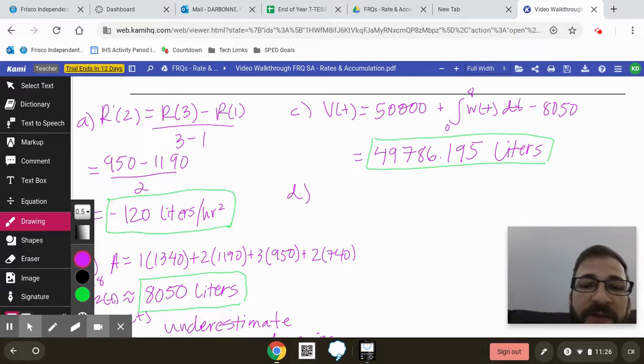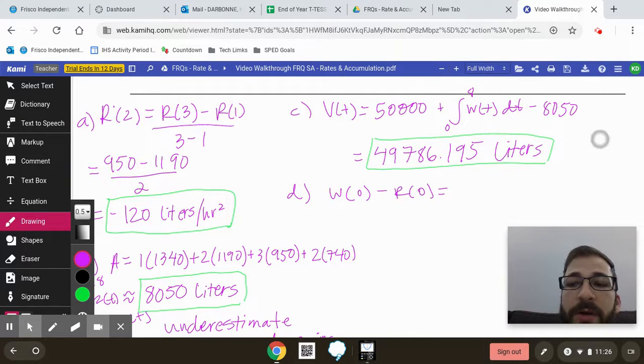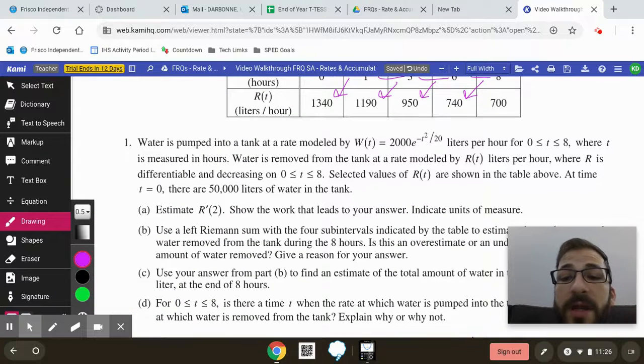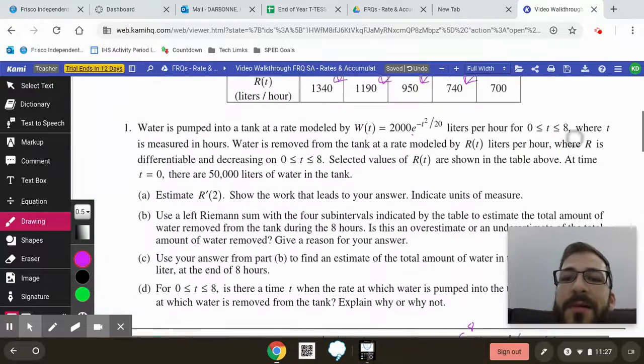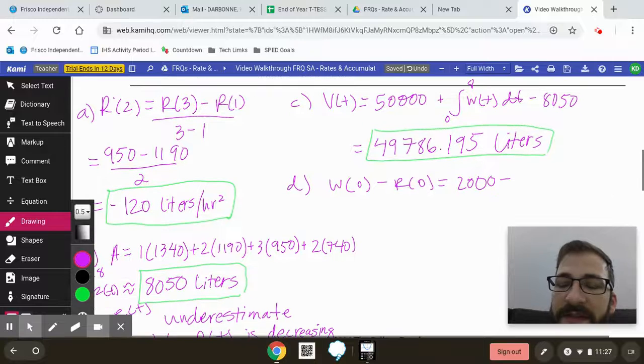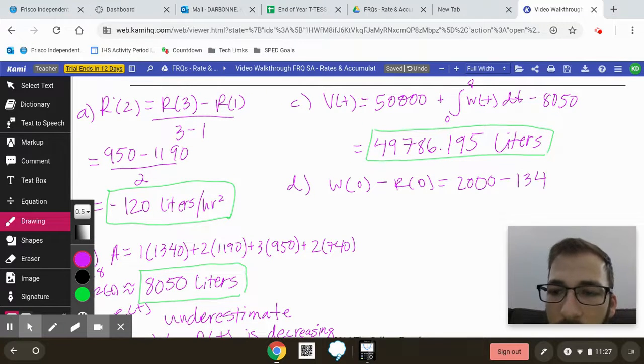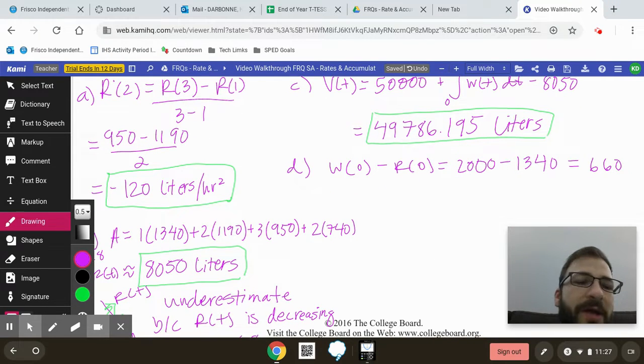So let's first find W of 0 minus R of 0. If I plug 0 into this equation, that would be e to the 0, which is just 1. 1 times 2,000 is 2,000, minus 1340 for R of 0. I'm getting that from the table, which is equal to 660. And I'm not really worried about units at this moment, because my answer is not going to be units.